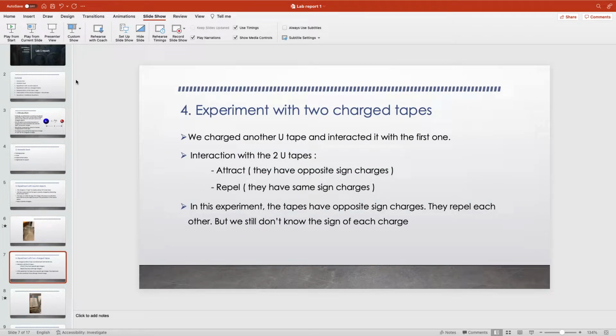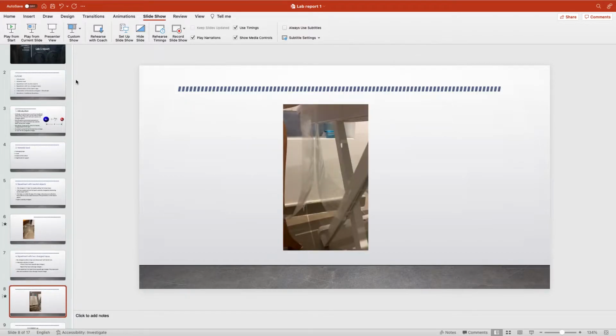To find out, we will make an experiment with two charged tapes. We take two U-tapes and stick them together, then rip them off so they become charged. We will charge another U-tape and interact it with the first one. If they attract, it means that they have opposite signs. If they repel, it means that they have the same sign. In the experiment that I will show you, the tapes have the same sign of charge. They will repel each other, but we still don't know the sign of the tapes.